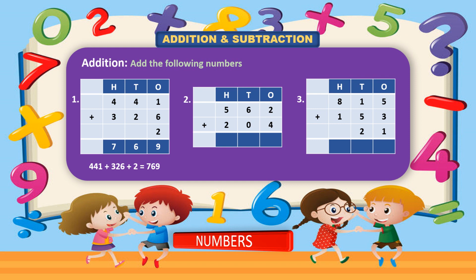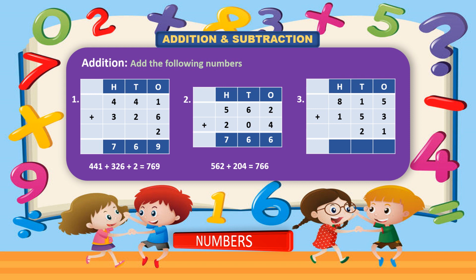Next sum is 562 plus 204. 2 plus 4 is equal to 6. 6 plus 0 is equal to 6. 5 plus 2 is equal to 7. The answer is 766.